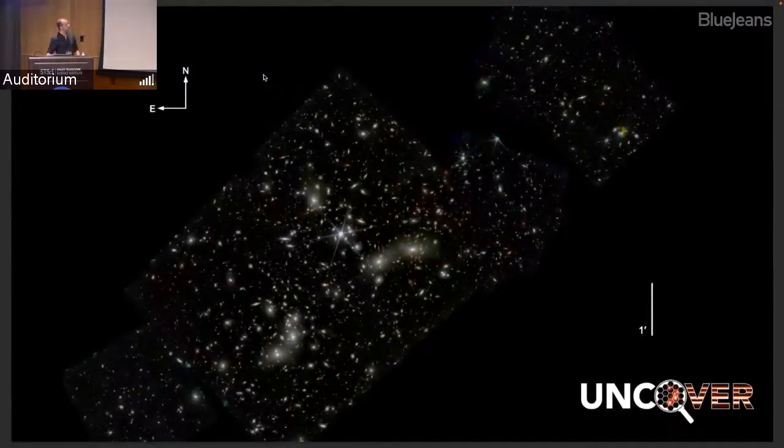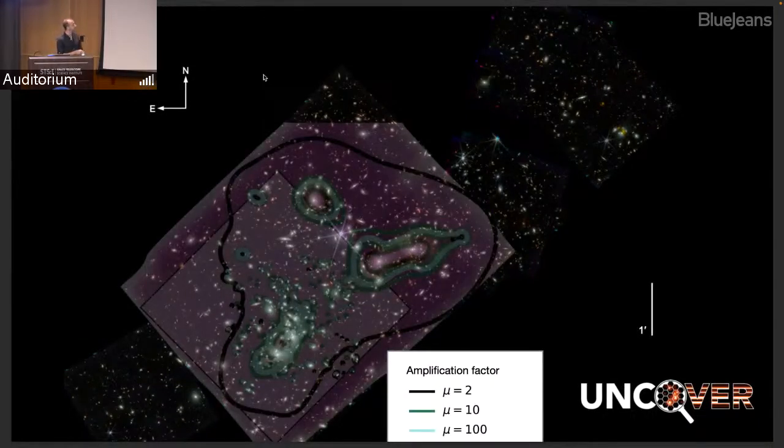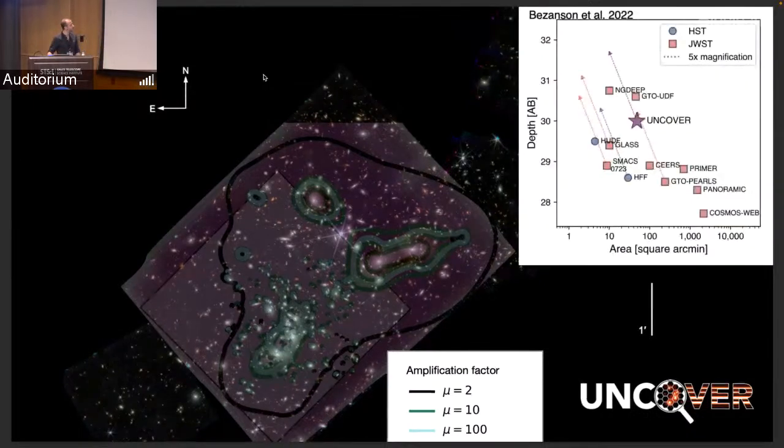So this is the mosaic, the UNCOVER mosaic that was released a few months ago. So you see here the mosaic coverage in addition to the GLASS coverage and a DDT program here. And you see the main lensing structures here. And if you overlay the lensing magnification, here you see contours of magnification from 2 to 100. And you see these three lensing substructures here that we are interested in.